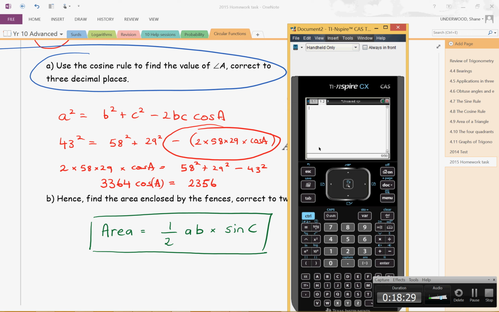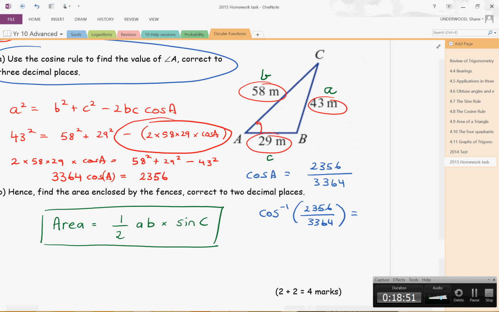So let's do trig inverse cos, and we want inverse cos of the fraction 2356 over 3364, and voila, 45.54 degrees. So, therefore, the angle is, what was it? 45.54 degrees. That's okay. Thank you. Correct to 3 decimal places.